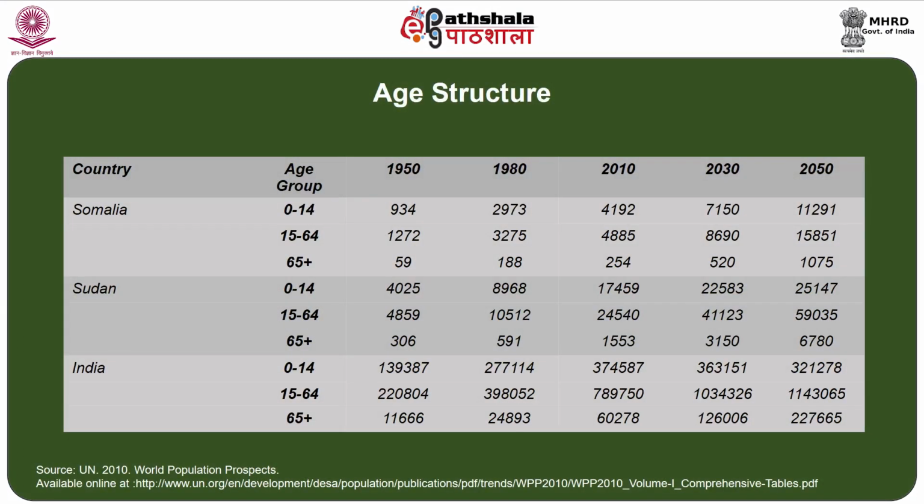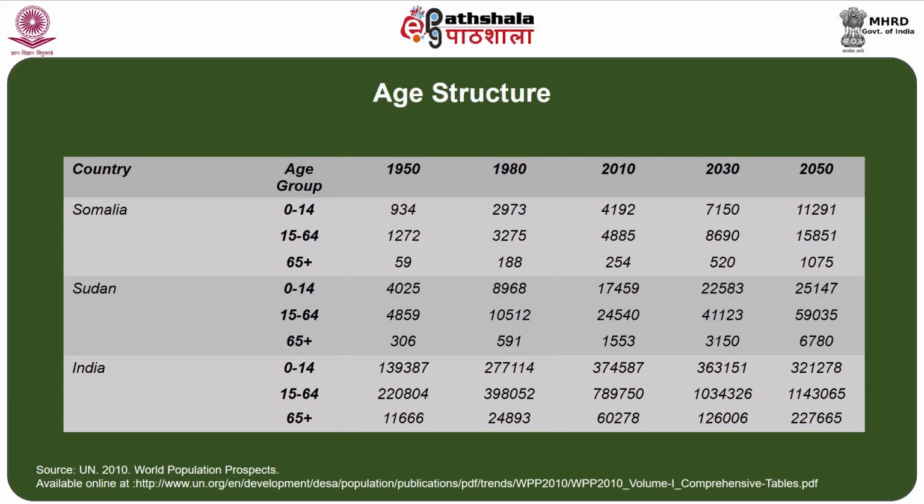For Sudan, we see that the proportion of population has been shifting amongst the age groups over time. In 1950, the 0 to 14 age group and the 15 to 64 age group were 4,025 and 4,859 respectively, and the proportion of older persons was 306. In 2010, while the proportion in all age groups increased, the gap between the 0 to 14 age group and the 15 to 64 age group widened, with 17,459 and 24,540 respectively, and the proportion of 65 plus also increased to a great extent.